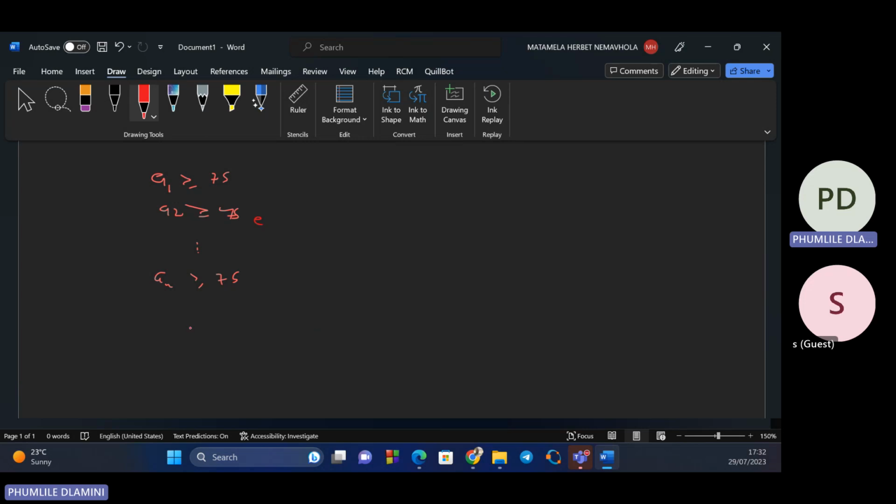Then the average is going to be AV. I will just use AV. So the average is going to be A1 plus A2 plus up to AN over N. Since we know that A1 plus A2 plus until AN must be greater than or equal to 75 multiplied by N, 75N, then the average AV will be greater than 75.